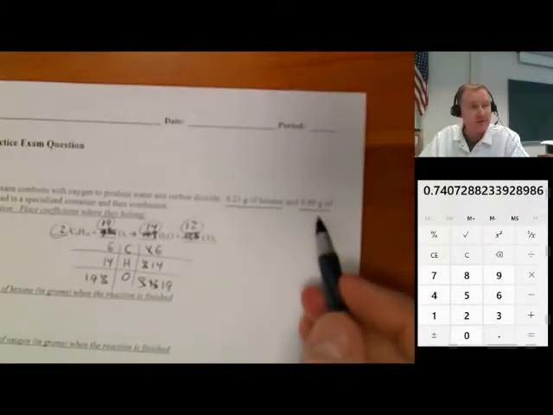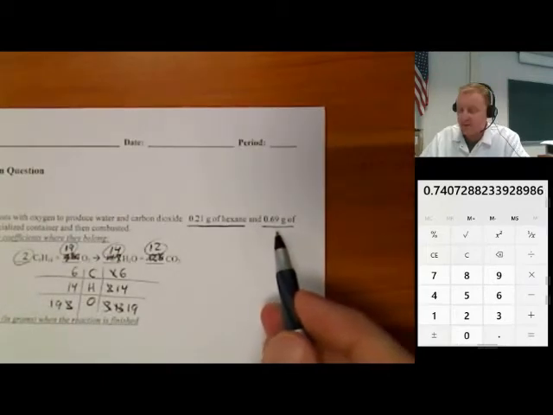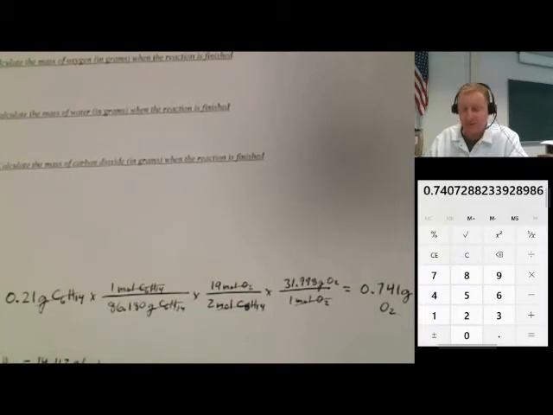Do I have that much oxygen in the question? I have 0.69 grams of oxygen. So I don't have enough oxygen. I don't have enough oxygen to burn up all of my hexane. I need more oxygen than I actually have. So therefore I just discovered something. I just discovered that the oxygen will run out first.